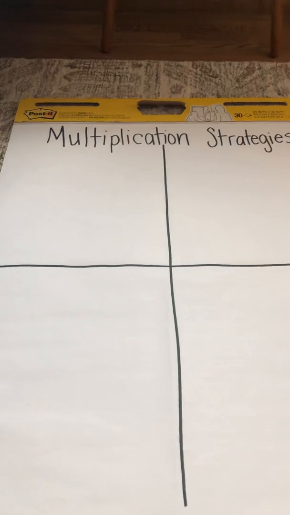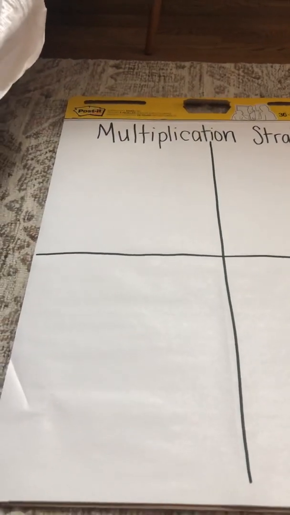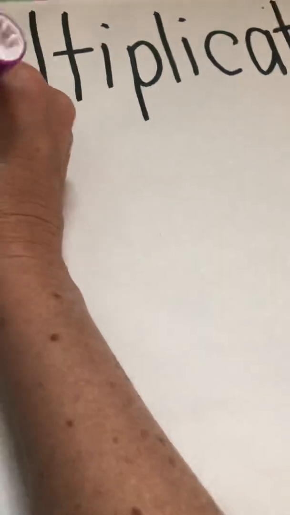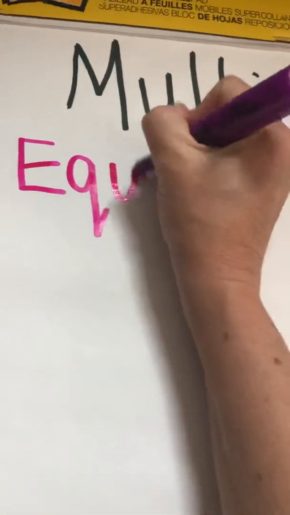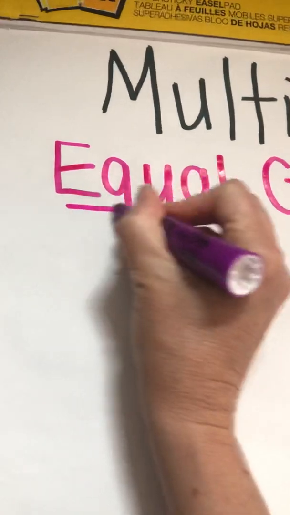So the first strategy that we're going to talk about today is called equal groups. So I'm going to go ahead and write the name of that strategy in my first box. I'm going to write equal groups. I'm going to underline that.